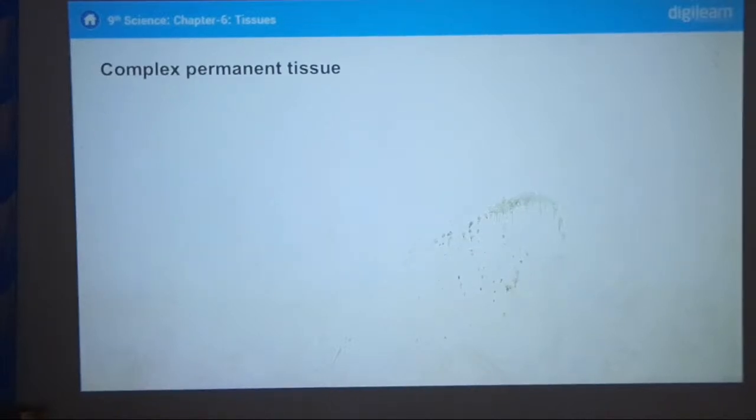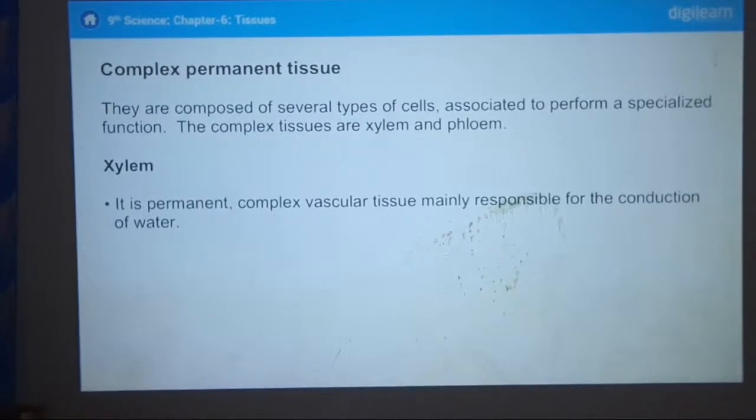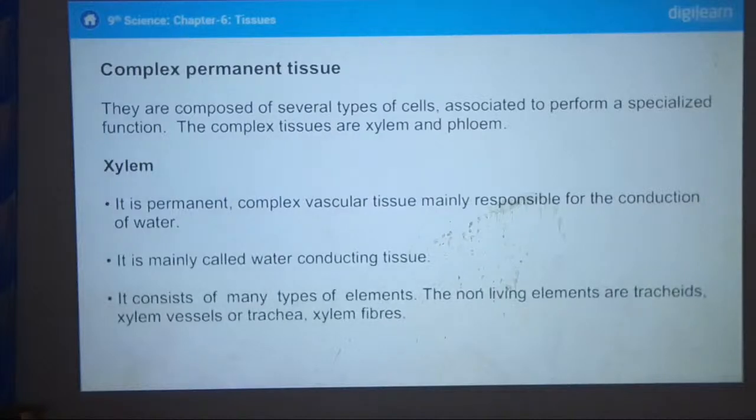Complex permanent tissue. They are composed of more than one type of cell associated to perform a specialized function. The complex tissues are xylem and phloem. Xylem is a permanent, complex vascular tissue, mainly responsible for the conduction of water. It is mainly called water-conducting tissue. It consists of many types of elements. The non-living elements are tracheids, xylem vessels or trachea, and xylem fibers. The living element is xylem parenchyma.